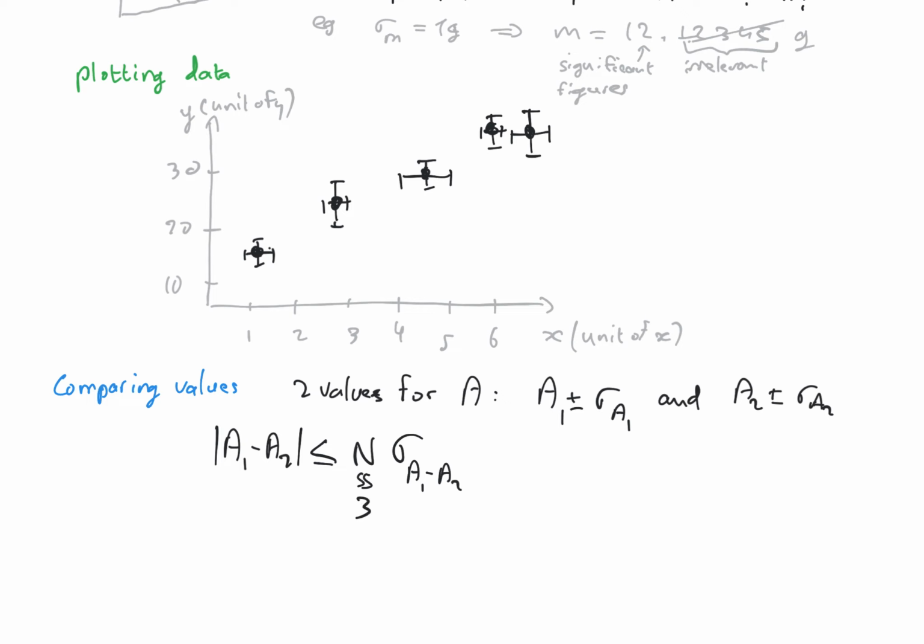Now what we need to do is to give an expression for sigma A1 minus A2 as a function of the uncertainties we know, which are sigma A1 and sigma A2. So you have access in WATL to some notes on uncertainties, and in particular, if you look at the section on uncertainties for sums and differences, you will see that sigma A1 minus A2 is just the square root of sigma A1 squared plus sigma A2 squared.